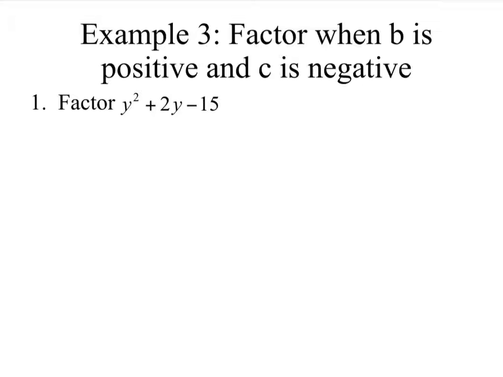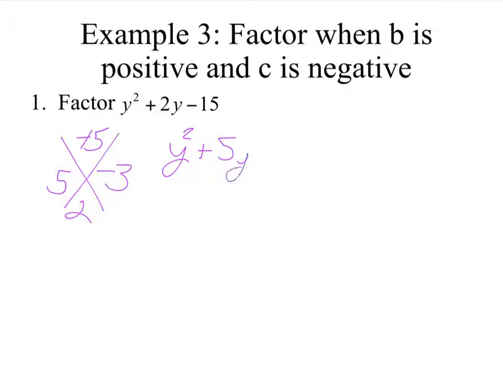So today we're continuing the same process as yesterday. We are literally just moving the negative around. Okay, so now the negative is with that c term instead of the b term. So it's going to be a negative 15 on the top, 2 on the bottom. That's going to be a 5 and a negative 3 to multiply for negative 15 but add to get positive 2. So y squared plus 5y plus negative 3y plus negative 15.